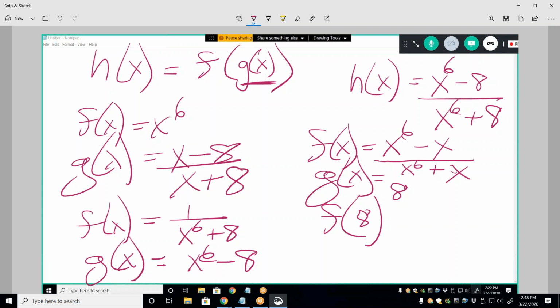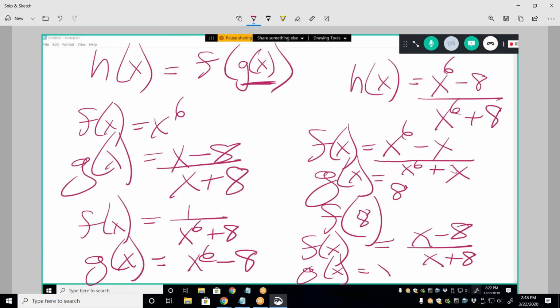What's the final answer? F of x equals x minus 8 over x plus 8. And then g of x is x to the sixth. All right, this is going to be our answer.